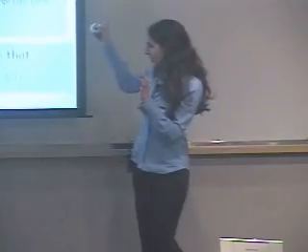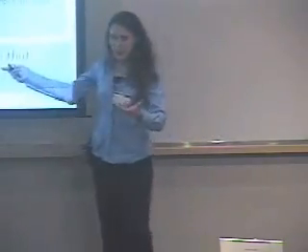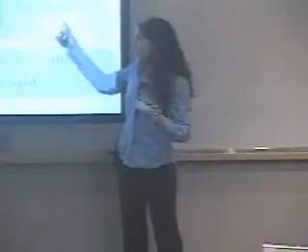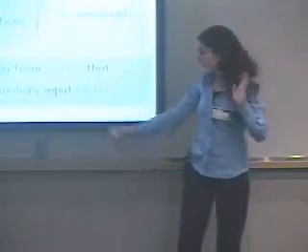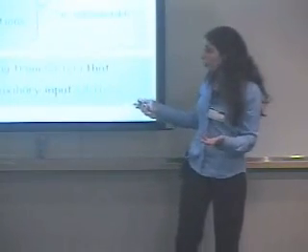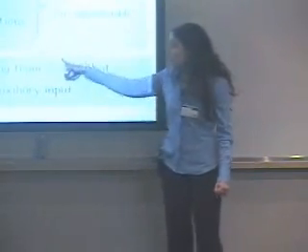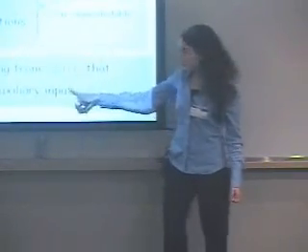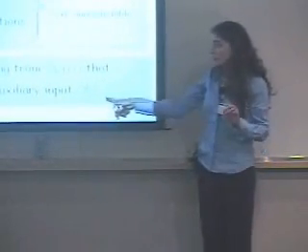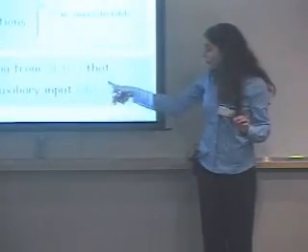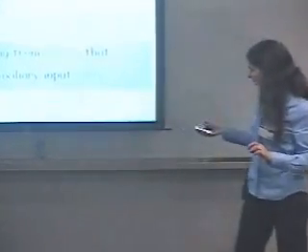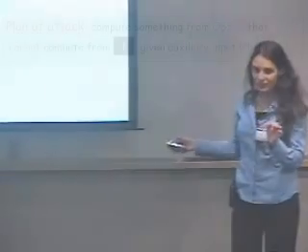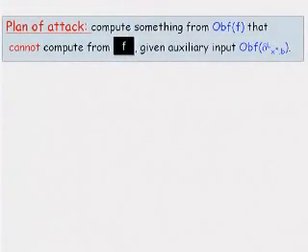The plan of attack, the way we're going to prove it, is we take any unpredictable function class F and any NP-complete language L. We're going to show that you can compute something from the obfuscation of F that you could not compute from black box, given auxiliary input, which is an obfuscation of the point filter function delta sub L with some x star and b. But the question is, what are this x star and b?